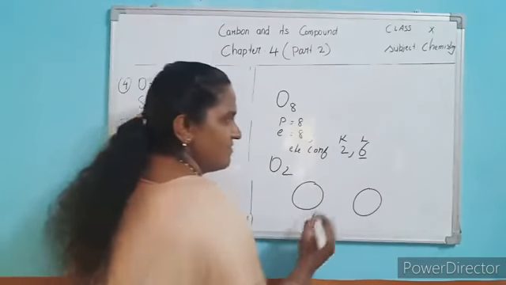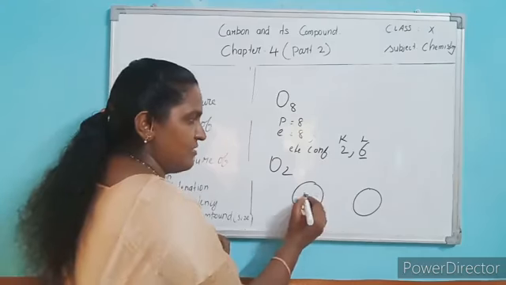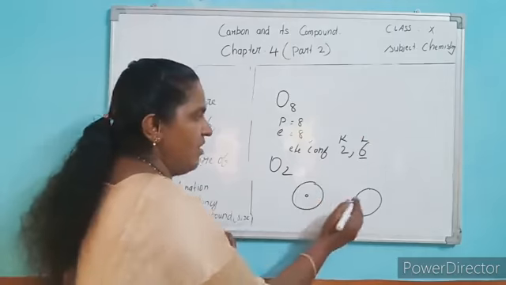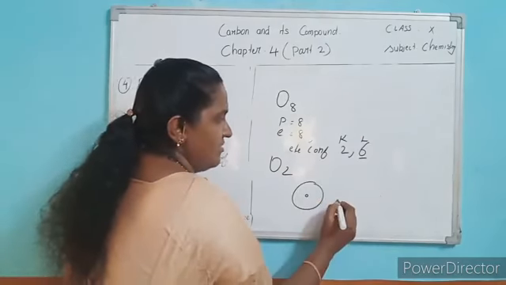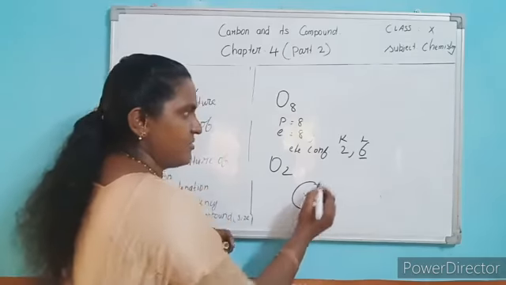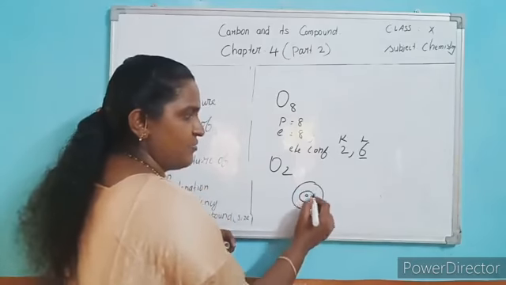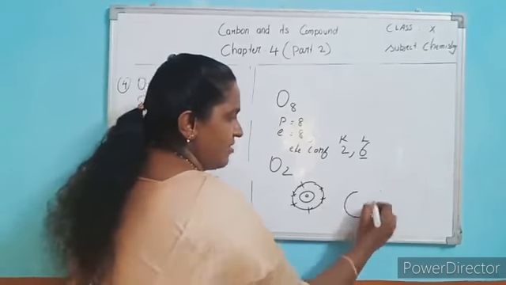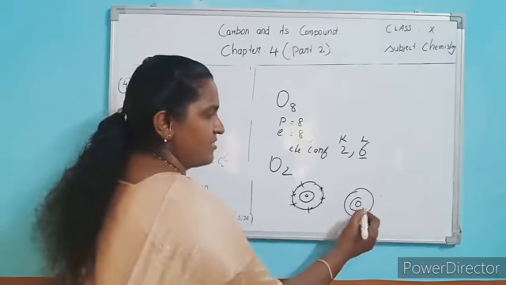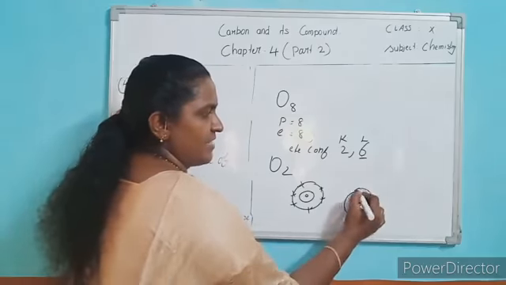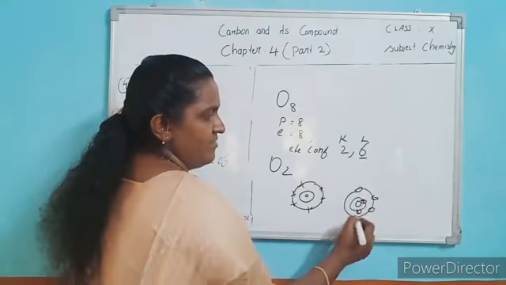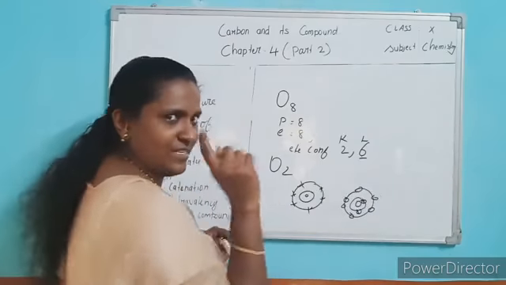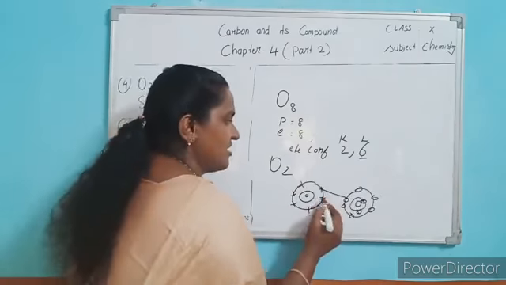Oxygen, okay, oxygen outermost. Now you draw the dot structure, we will see later. Oxygen atomic number is 8, configuration 2, 6. First shell 2 is there, second shell 6. And another oxygen, nucleus is in the middle, first shell 2 electrons, second shell 6 electrons. Both are not stable because the outermost has only 6 electrons. So they go for sharing of electrons.